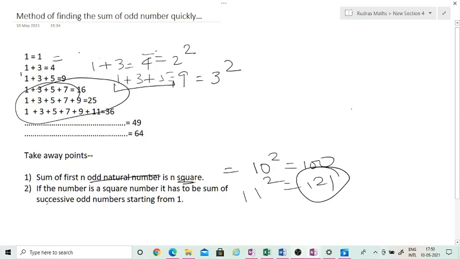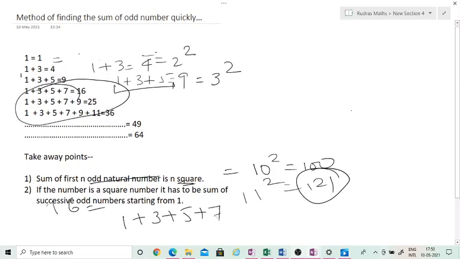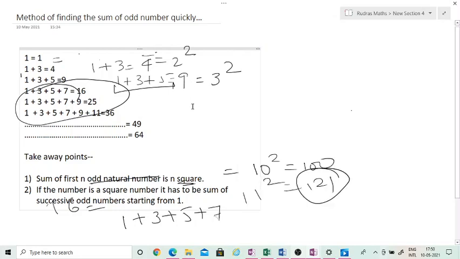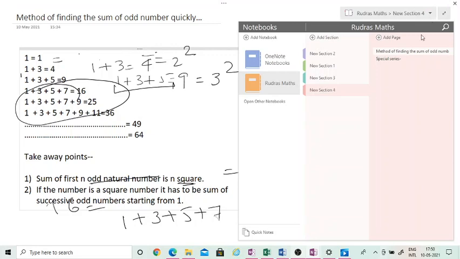And coming to the second point, if a number is a square number, supposedly a number like 16, then it has to be a sum of successive odd numbers starting from 1: 1 plus 3 plus 5 plus 7. That is just a corollary of what I said in the previous point. So you can easily add now. In certain types of questions, you have to find the average of the first 10 odd numbers. What are you going to do? We are just going to square that number and divide it by the count, which is 10, to find the average value.